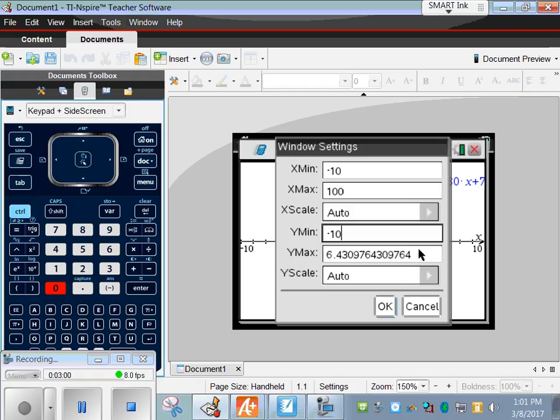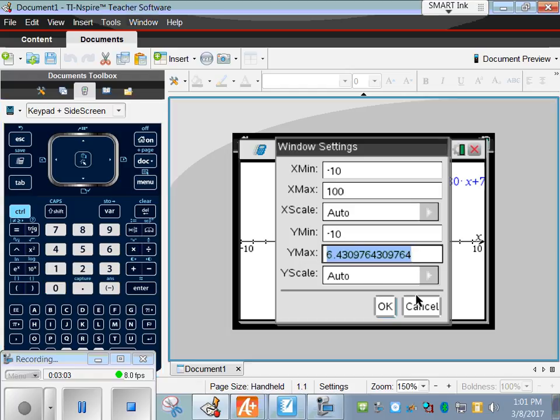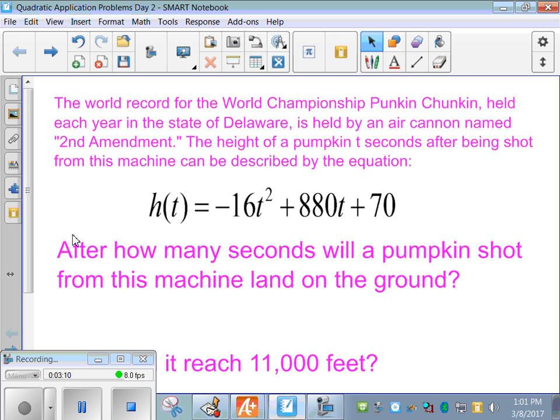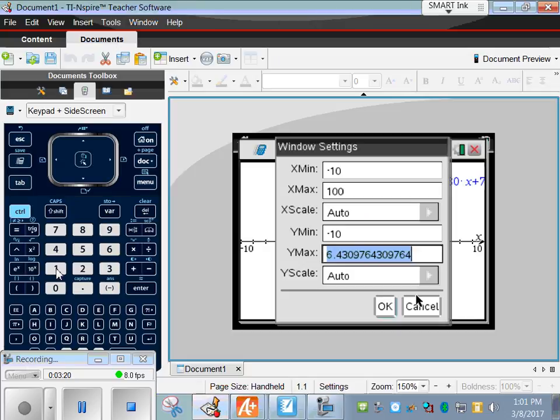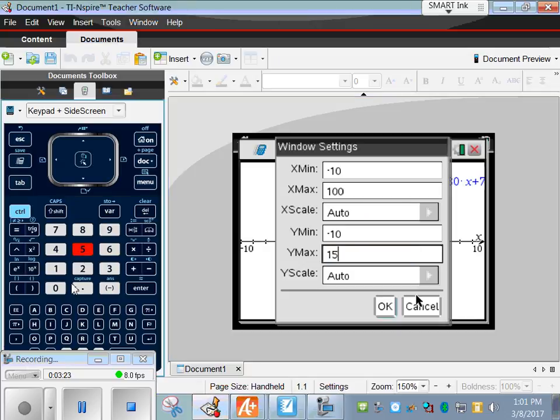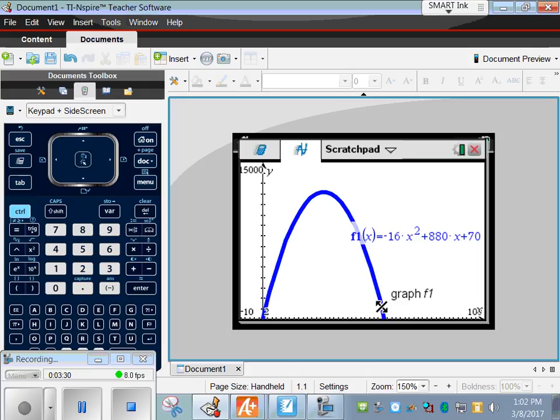And then we've got the height. How high do you think one of these pumpkins can go? 500, what are we even talking about, feet? So check out question B. Oh, that's like crazy, all right? 11,000 feet. So we need to go up to at least 11,000 feet, so let's do 15,000 feet. 15,000, be sure you have three zeros on there. And then click OK, and you should get this beautiful pumpkin parabola.